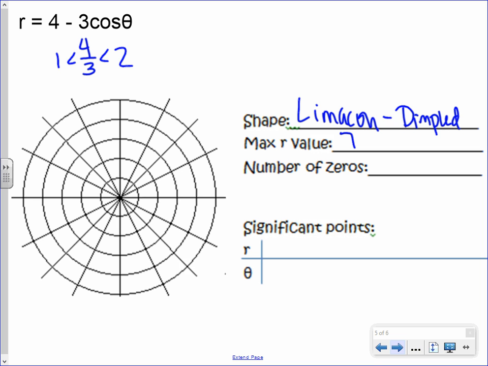I like the horizontal because it's cosine. We have that negative right there. So we need it to be that negative. Okay? All right. I am going to give you a minute and a half to plug in your significant points and plot them, but do not draw your curve. Plug in the significant points and plot them, but do not draw it. Caleb, you listen. Our max R value is 7, so this would be another time I would count by 2s if I were you.